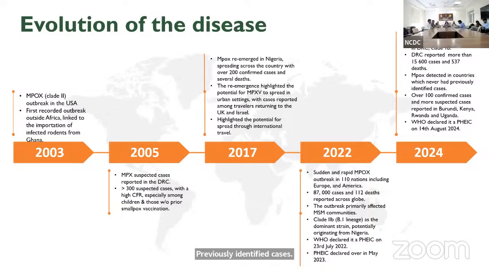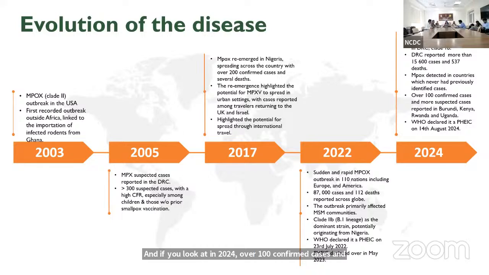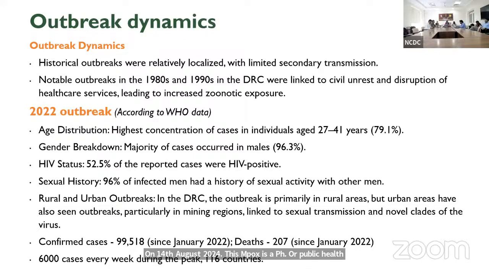So now there are many questions to be answered, that is how the infection is spreading in the other countries. If you look at 2024, over 100 confirmed cases and more suspected cases were reported in Burundi, Kenya, Rwanda, and Uganda. And WHO then declared this Mpox a PHEIC, or Public Health Emergency of International Concern, on 14th August 2024.